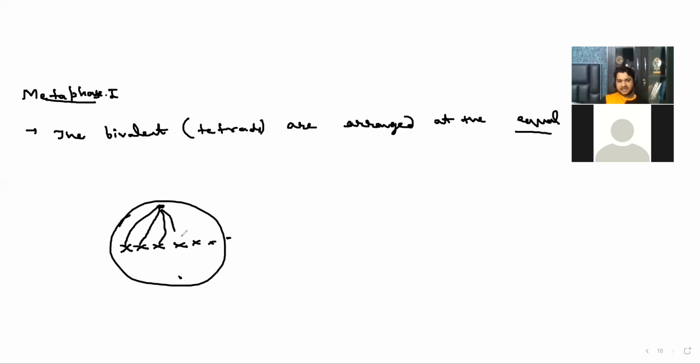They try to push the chromosomes toward their sides. Finally half of the chromosomes will go to one side and half to the other, and it is separated and divided from 2n to n. So the bivalents arrange at the equator of the spindle.